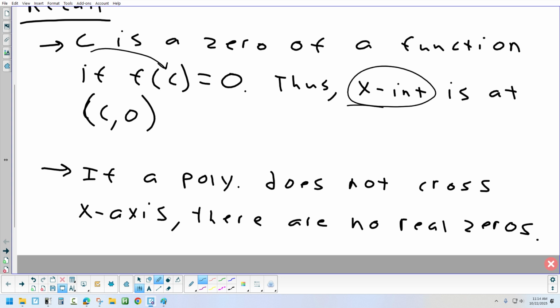So if you draw a graph like this, it never crosses the x-axis. Everybody agree with that? Yes. Okay. Never crosses. It doesn't mean that it doesn't have roots. It just means that it has no numbers that are real roots.